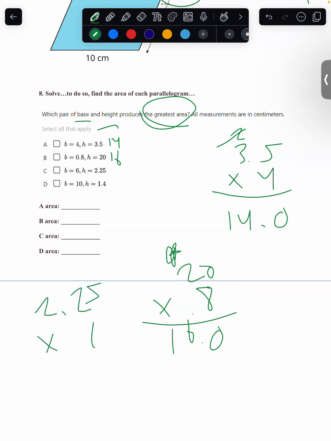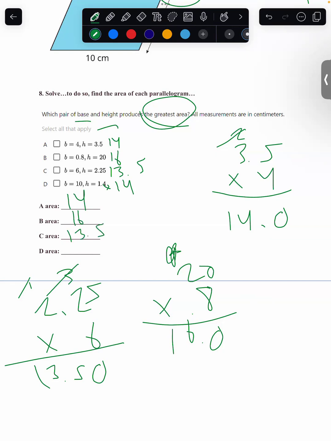2.25 times 6, because it's base times height. So that's 12, that's 1.5, and that's 13.5. And then 10 times 1.4, you should know that when you multiply by 10, you just move the decimal over. So that would be 14. Okay, so 14, 16, 13.5, and 14. Therefore, the biggest one is B, which is 16 square centimeters.